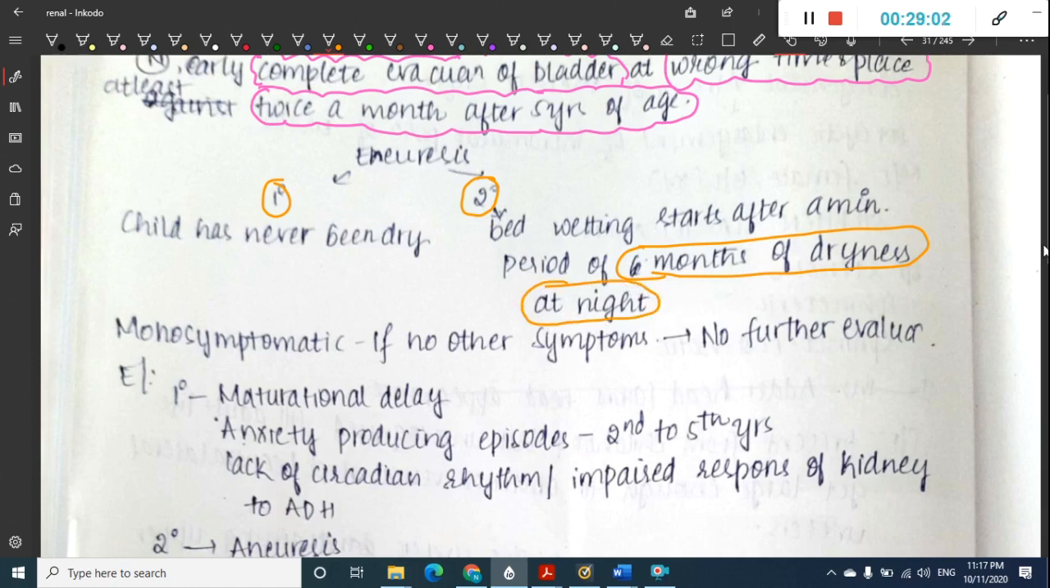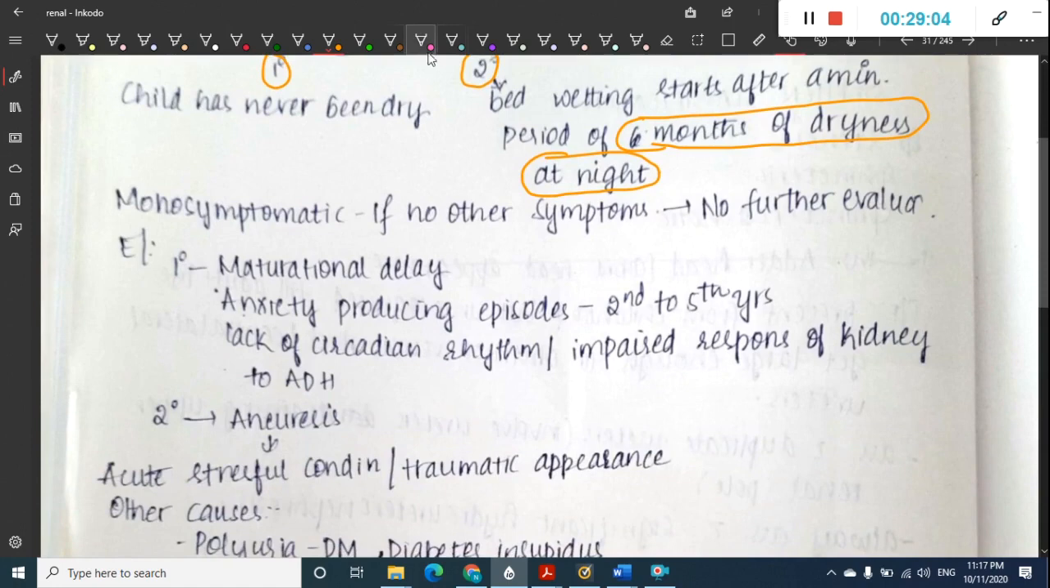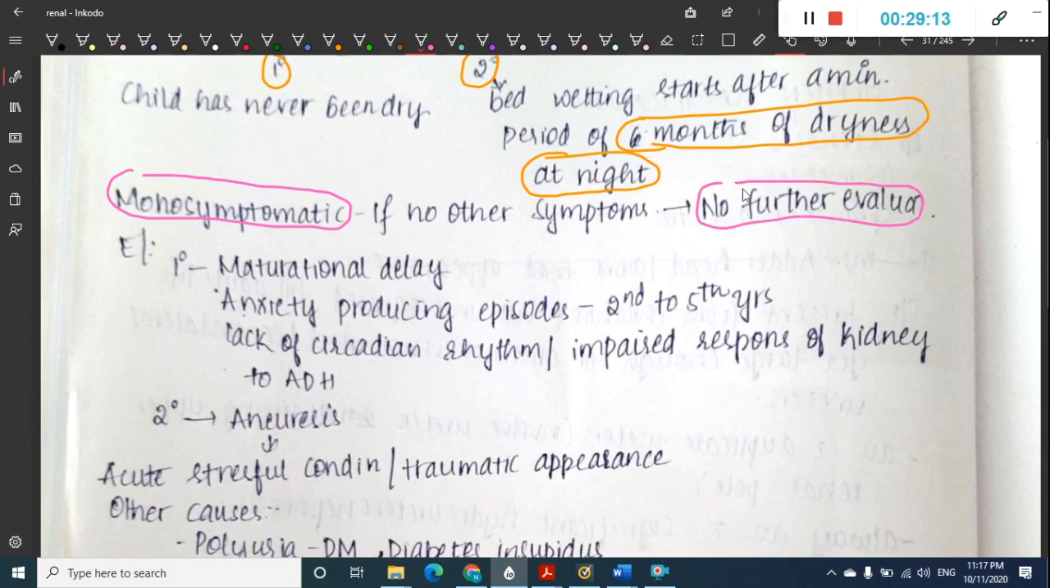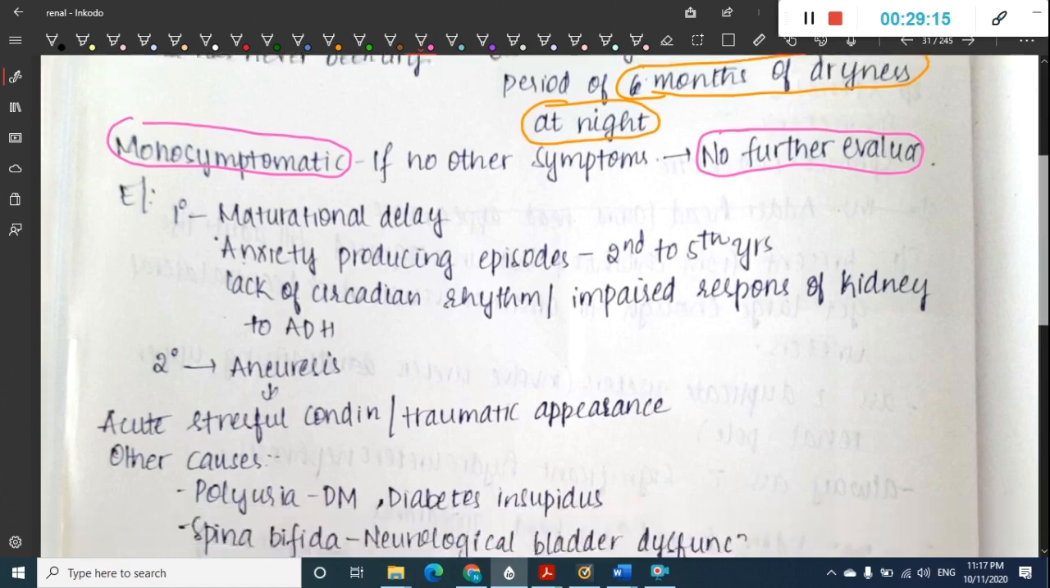If this nocturnal enuresis is monosymptomatic, that is, there are no other associated symptoms, then we don't need to do any type of evaluation. If it is associated with some other symptoms, only then evaluation is needed.